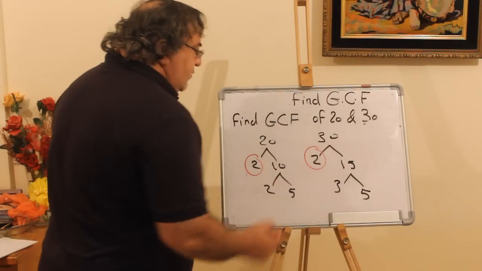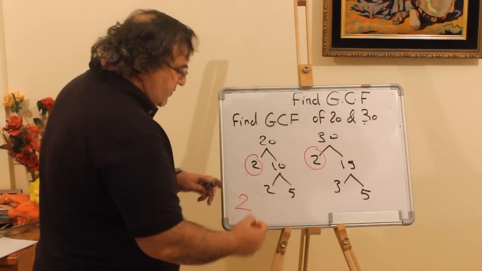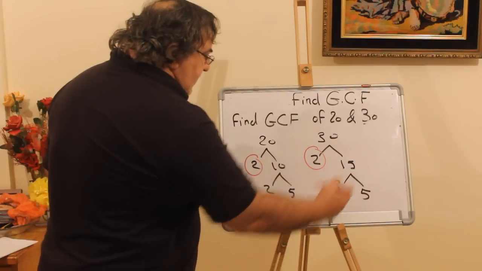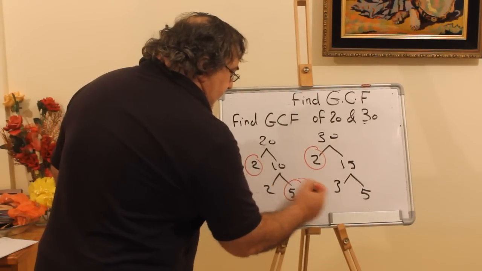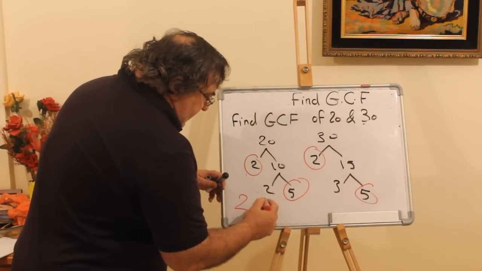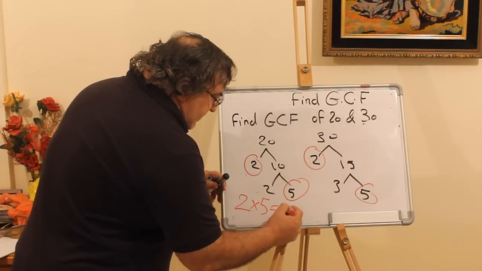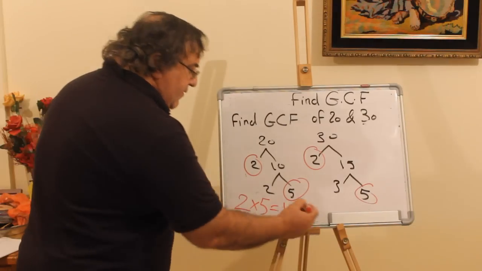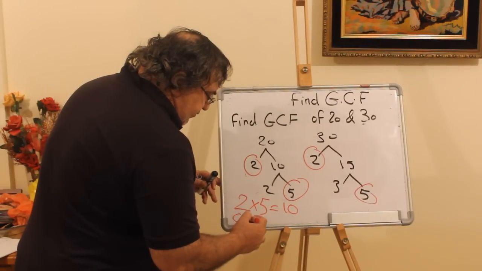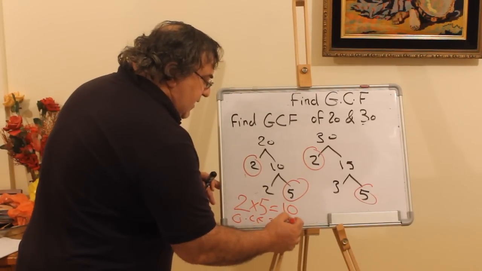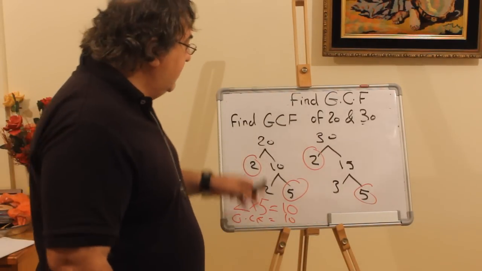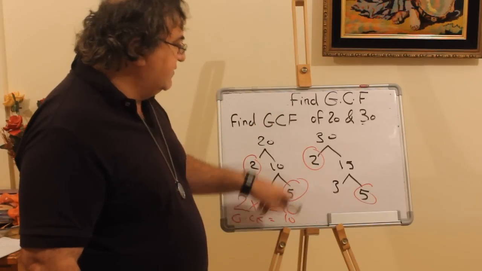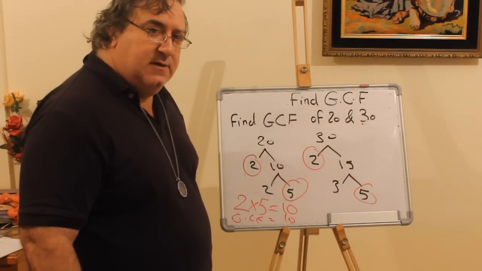Now let's see what the common factors are between 20 and 30. 2 and 2 is a common factor, I write 1. For the other 2, there is no other 2. 3 and 3, no. 5 and 5, there's another one. So 2 and 5, and if you multiply them together, you get the GCF, which equals 10. You see, the previous method gave us 10, and using prime factors also gives us 10. Let's go to the next one.